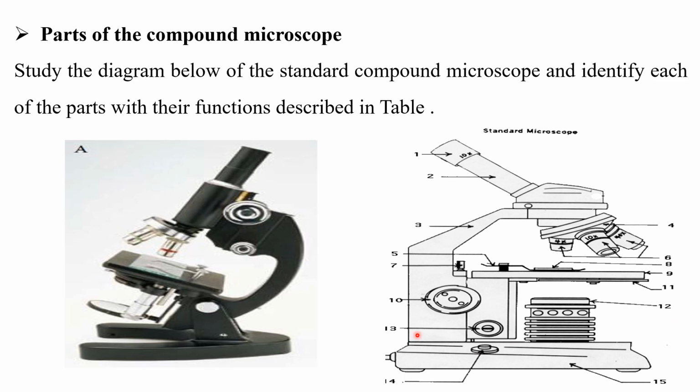Number thirteen is called fine adjustments. Number fourteen is power, which means switch on and switch off. And number fifteen is the base of the microscope. Please try to study all the parts of the microscope and use this for your knowledge. It helps you, it does not harm you. Study these parts of the microscope very well.